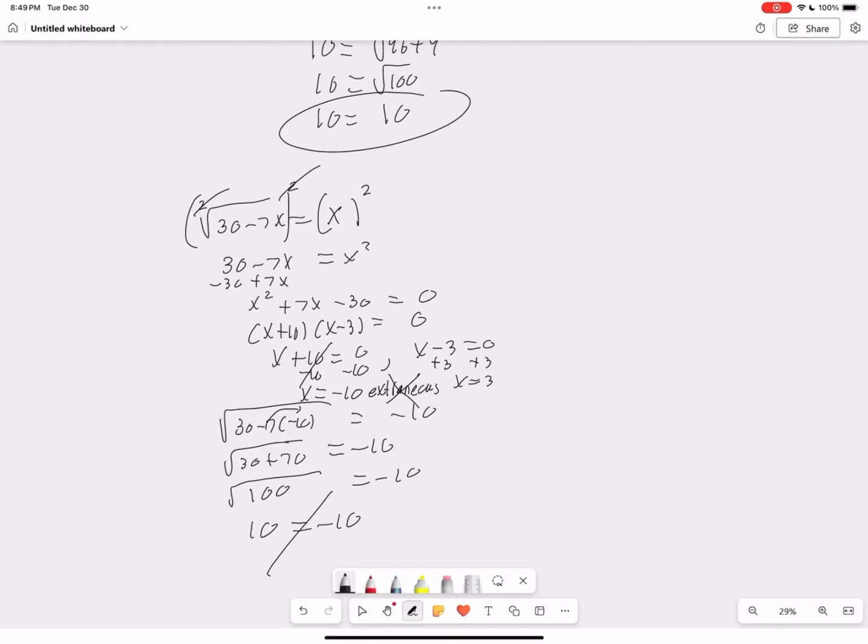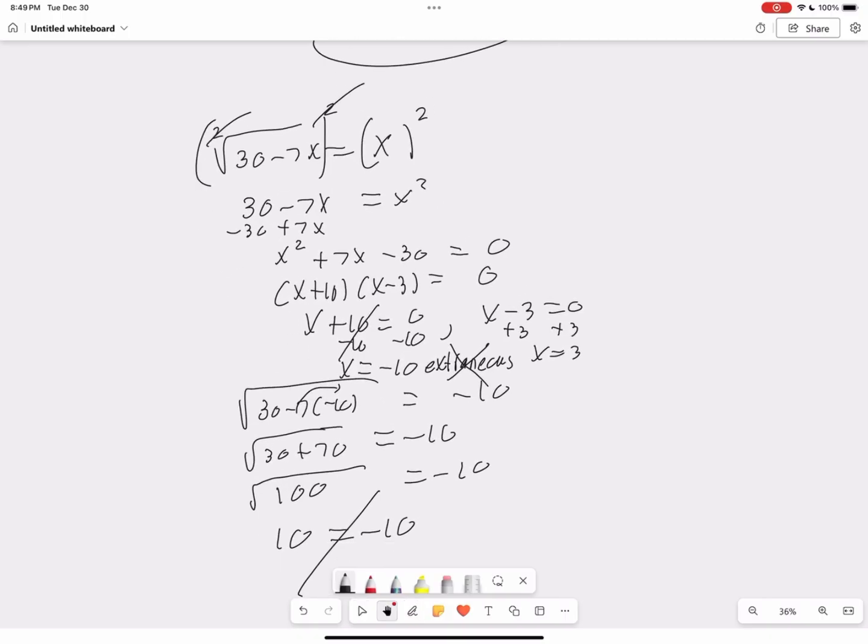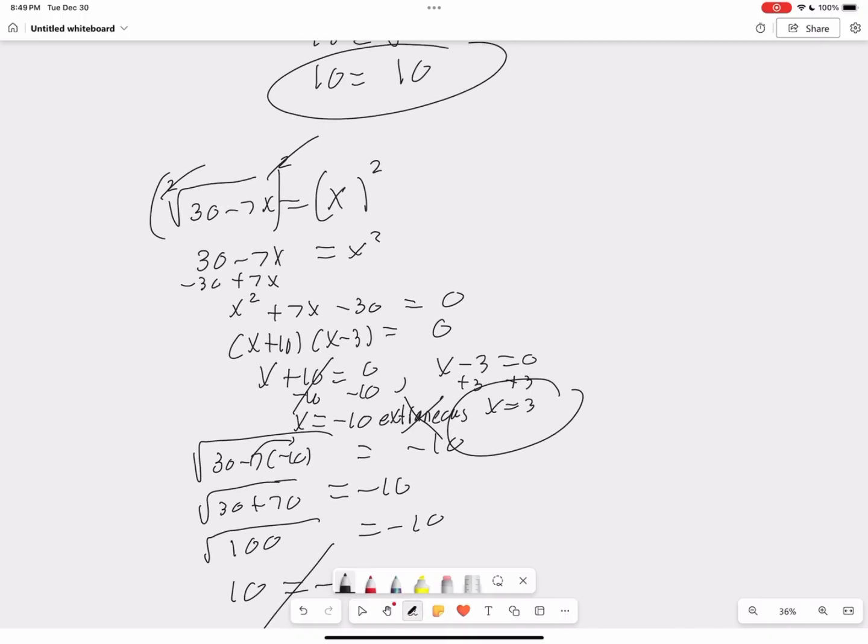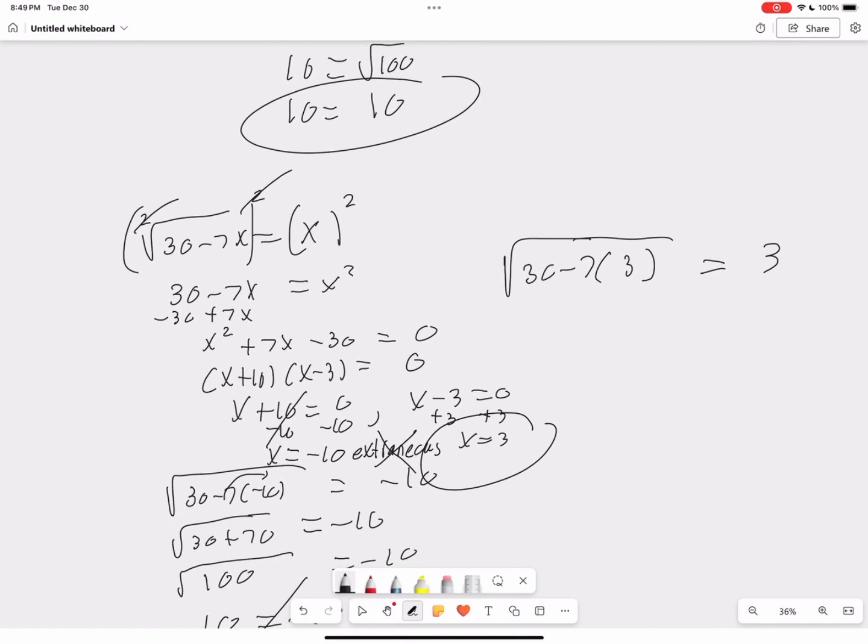I'm not done. Let's try the other one, positive 3. We plug 3 into the original, not the one we changed when we squared. We get 30 minus 7 times 3, which is 30 minus 21, which is 9. The square root of 9 is 3, which is right. So x is equal to 3.